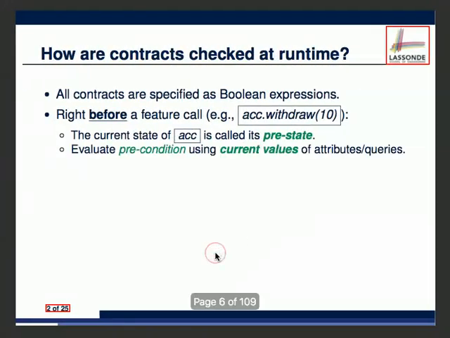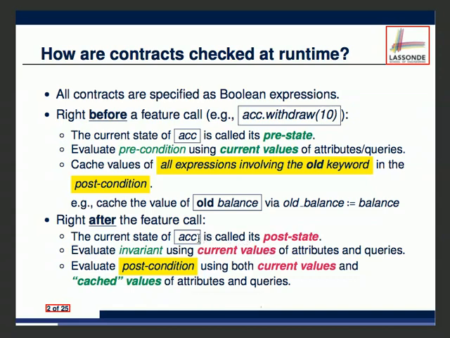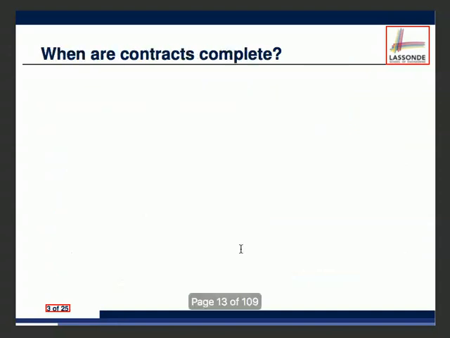Okay, so that slide is basically done, just showing you how you can check the contract at runtime. But most importantly, you have noticed that whenever you use the old keyword, that's going to affect the way it caches the value for you. Okay, now let's talk about what we mean by complete contracts.